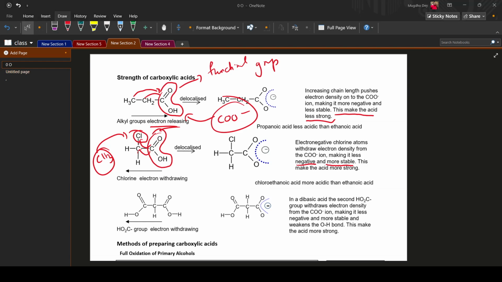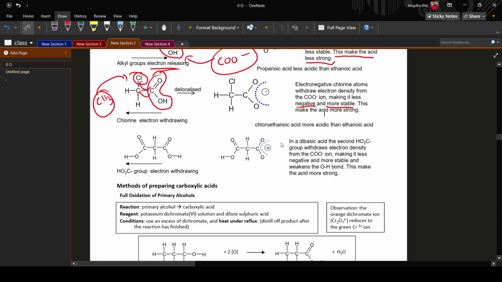Okay, pretty cool. Again, the same thing. You can clearly see this one down here, the CO. Now, what happens when you have this structure? In a dibasic acid, the second functional group withdraws electron density from the COO minus, making it less negative and more stable, and weakens the OH bond. This makes the acid stronger.